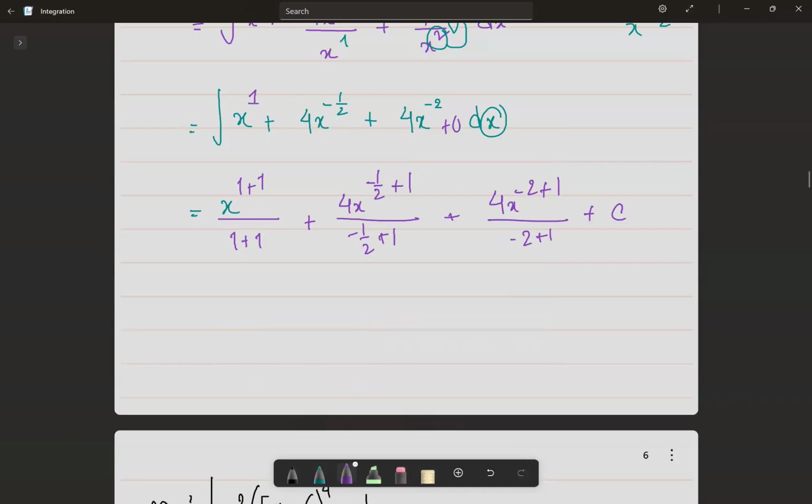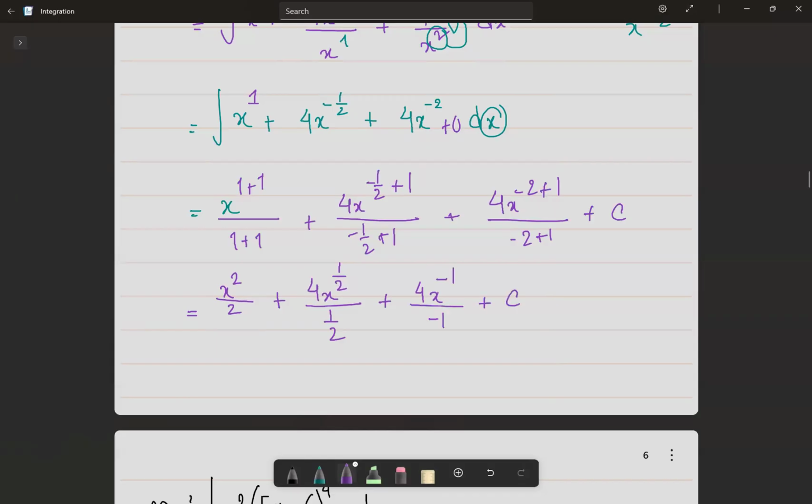So when we simplify, we get x to the power of 2 divided by 2 plus 4x to the power of minus half plus 1. Minus half plus 1 is going to give you half, divided by half, plus here again you will have 4x to the power of minus 2 plus 1, which is minus 1, divided by minus 1, plus c.